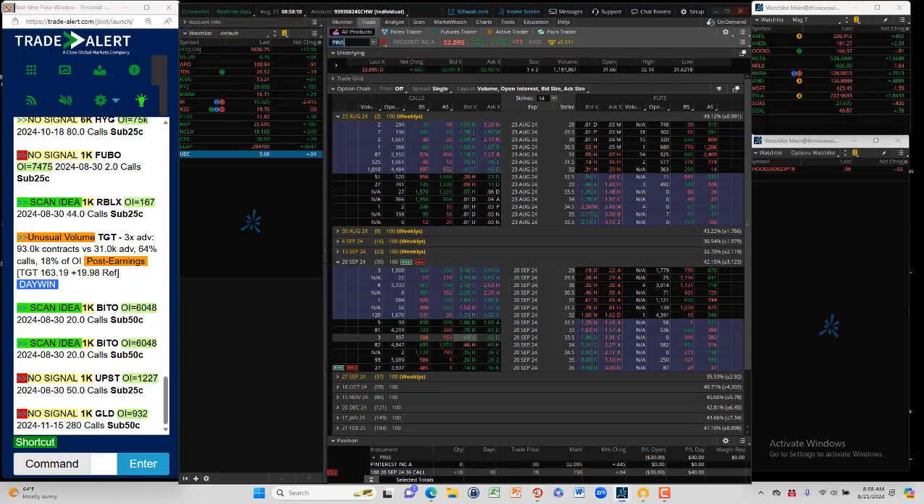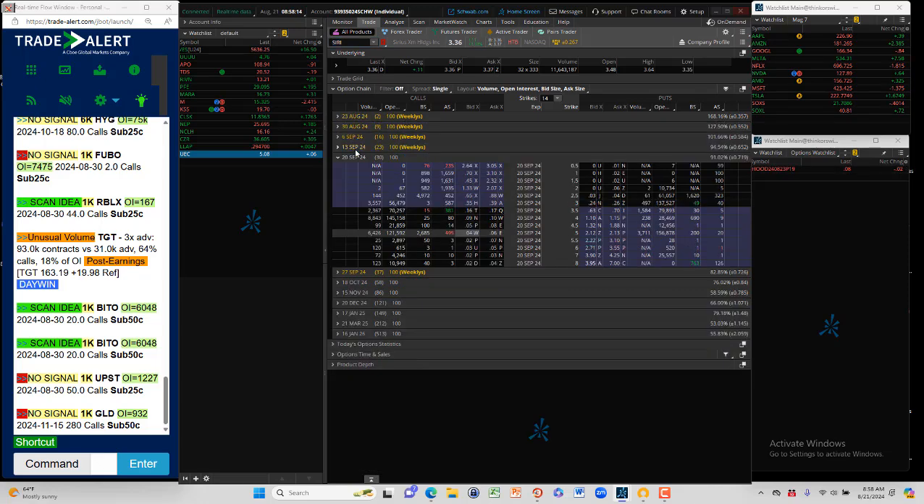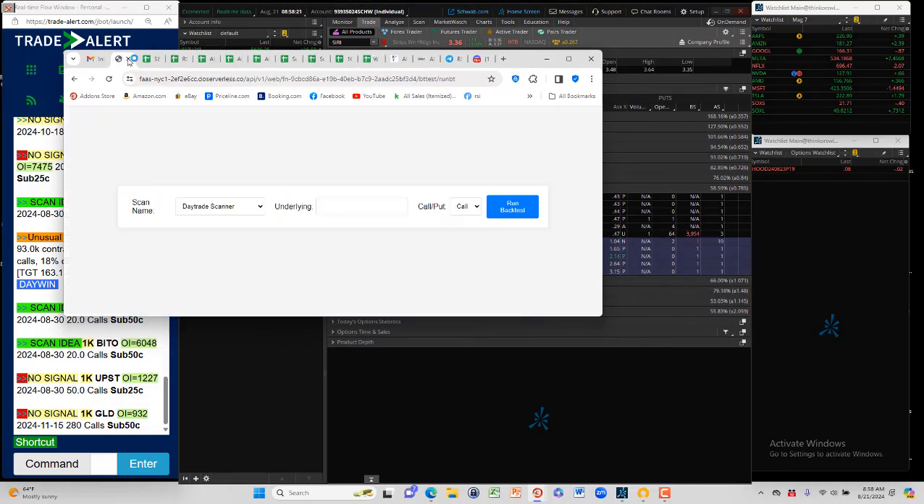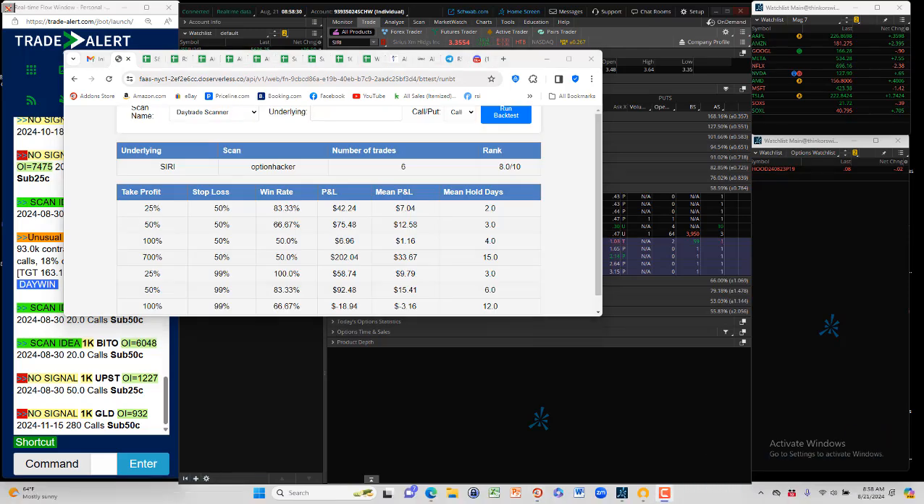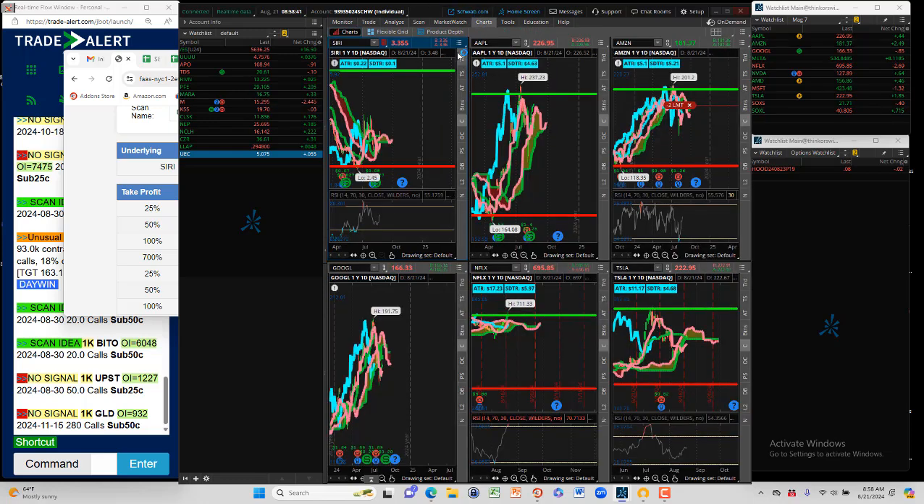SIRI November 4s. Jesus, that is really out there. See how they're on the back tester. So Option Hacker getting a signal. So really far away. So SIRI November 4s. It's an 8 out of 10 on the scanner. They paid 21. You can get them at 16 right now. Really? You know how small this is going to be?